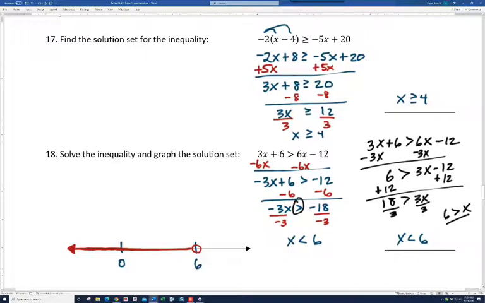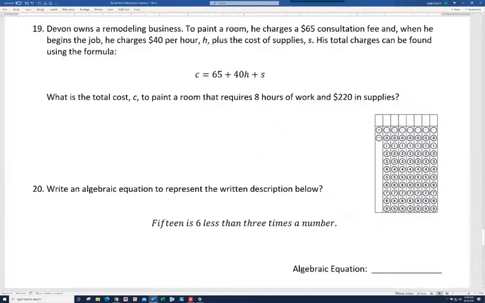If I read it from left to right, it's 6 is greater than x. If I read it from right to left, I would read it x is less than 6, which is what we have here. All right, let's move on.